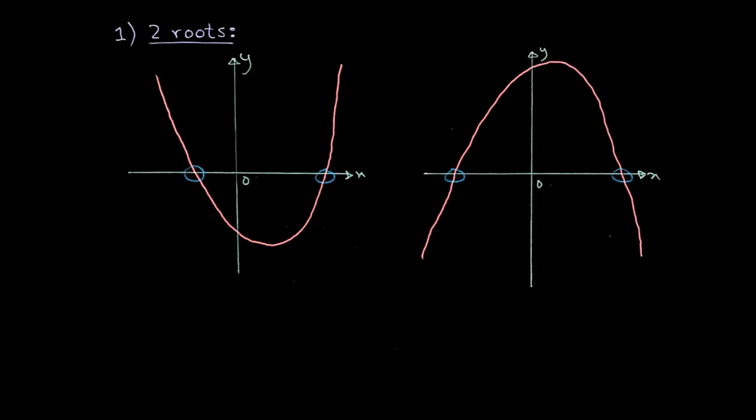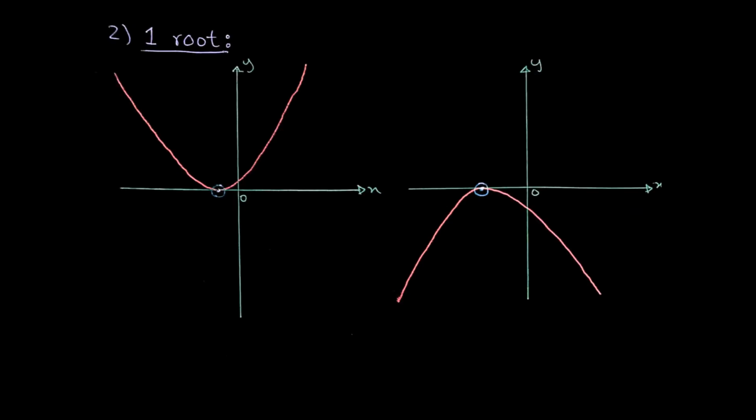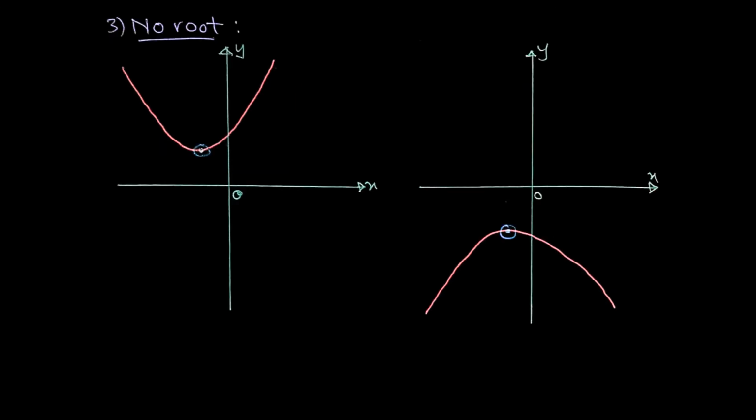Now that we know how to find the turning point, we just need to know one more little thing. Our curve can be of three types. Number 1: the curve has two roots. Number 2: the curve has only one root. And number 3: the curve has no roots. Basically, the curve does not touch the x-axis.